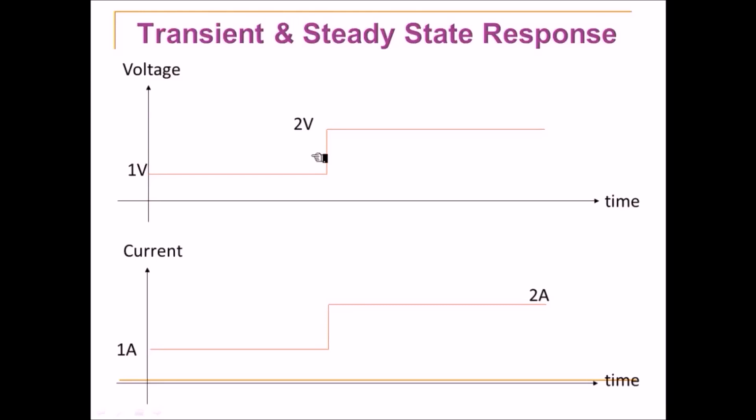This is due to the presence of only a resistor in the circuit. A resistor is basically an energy dissipating element. It will not store any energy, so instantaneously it will react to the voltage and current. As a result, we are not seeing any delay in change from the previous value to the new value.